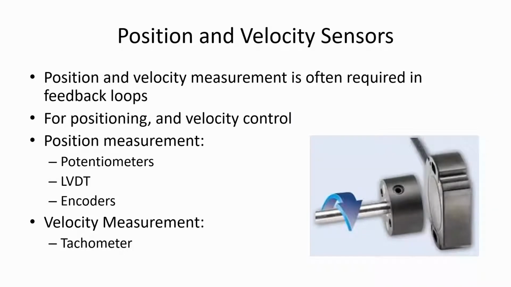Next, let us see the position and velocity sensors. Position and velocity measurement is often required in feedback loops. For positioning and velocity control, we need position measurement and velocity measurement. For position measurement, we use potentiometers, LVDT, or encoders. For velocity measurement, we use a tacho generator or tachometer.